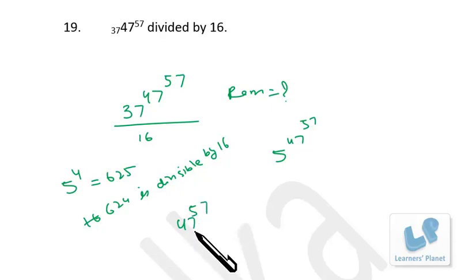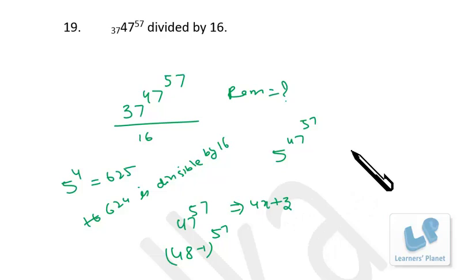Basically 47 is what? 48 minus 1. 48 is a multiple of 4, right? So if we divide 47 raised to 57, that means 48 minus 1 raised to 57, by 4, the remainder will be minus 1 raised to 57, or we can say minus 1. So this power, 47 raised to 57, is in 4x minus 1 format, or we can say 4x plus 3 format, right? So we have this 5 raised to 4x plus 3 format. Okay, 47 raised to 57 is basically 4x plus 3 format.